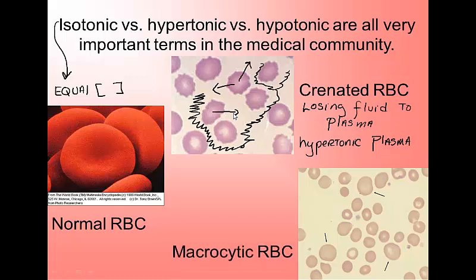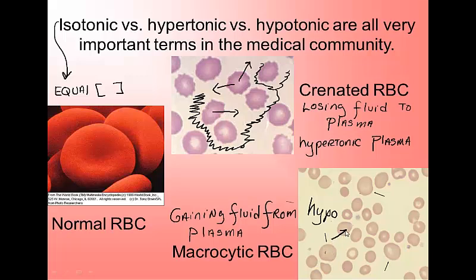And then the last one is finally a macrocytic red blood cell. And what's happening here, which is a hypotonic situation, is the plasma is less concentrated than the red blood cells, and the plasma is pouring into the red blood cells to dilute the more concentrated red blood cells. So the red blood cells are gaining liquid, gaining solvent, and somewhere along the line these babies are going to burst because they can only hold so much.